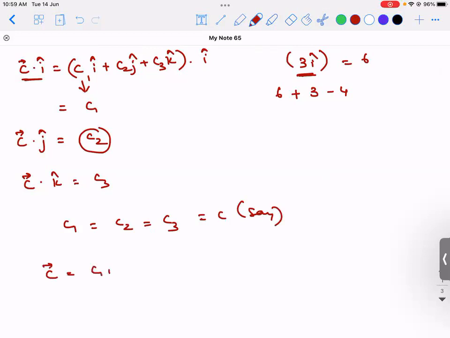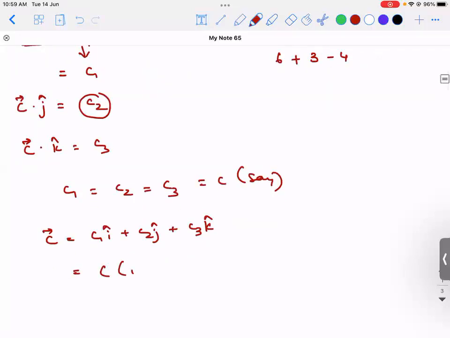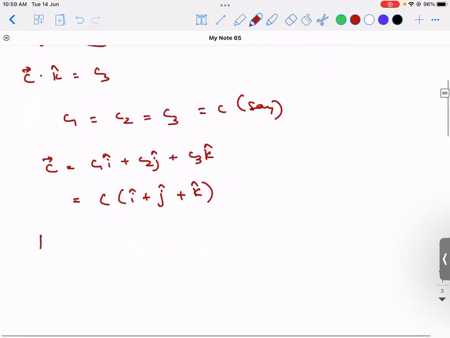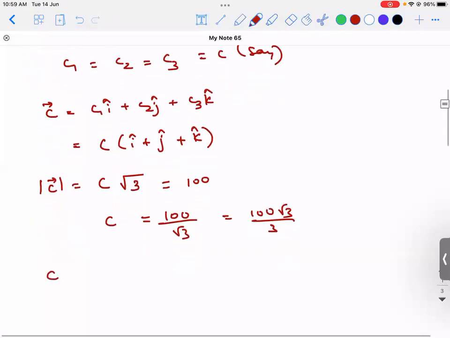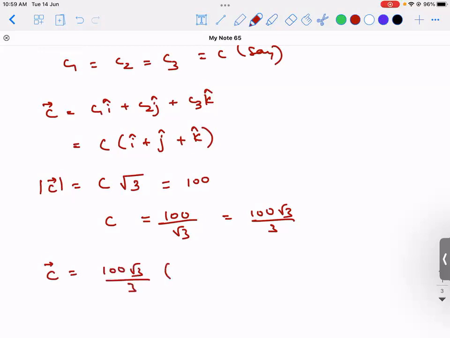Then we know that C vector is equal to C1 I cap plus C2 J cap plus C3 K cap. So can I write this as C into I cap plus J cap plus K cap? Okay. So what is the magnitude of C vector? That will be C into root of the sum of squares of the coefficients, which is root 3. This is already given as 100. So C will be equal to 100 divided by root 3, or 100 root 3 divided by 3. Then C vector will be 100 root 3 divided by 3 into I cap plus J cap plus K cap.